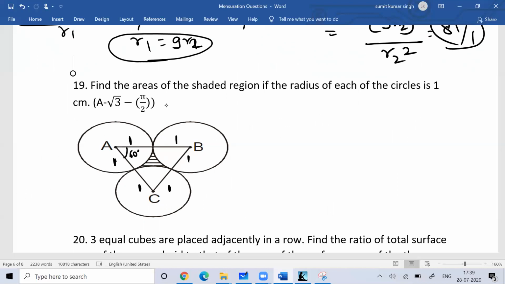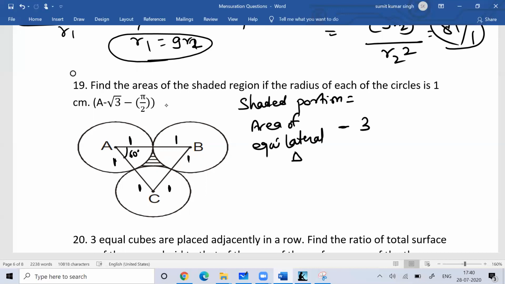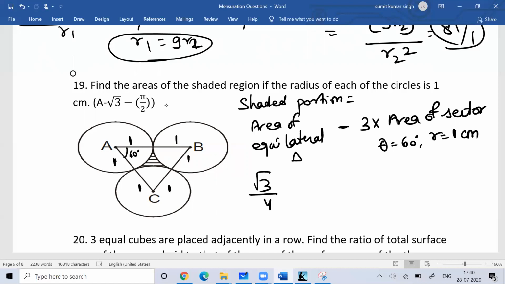Okay, so the shaded portion is nothing but the area of the equilateral triangle minus 3 times the area of a sector, where the theta of the sector is 60 degrees and the radius of the sector is 1 centimeter. You can understand. So what is the area of an equilateral triangle? Root 3 by 4 x square, with the side of the equilateral triangle being 2.